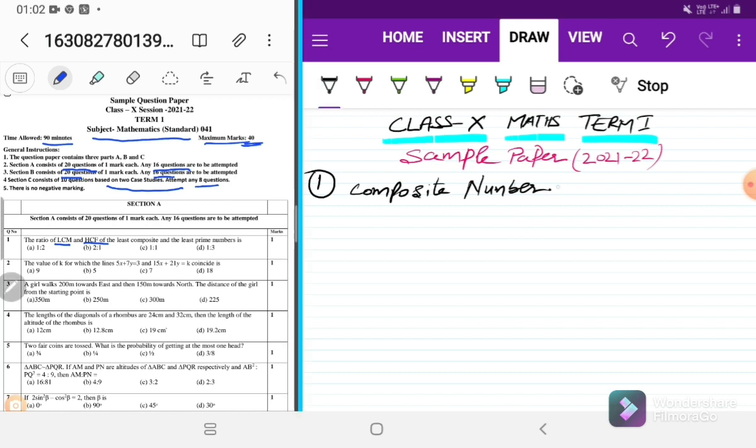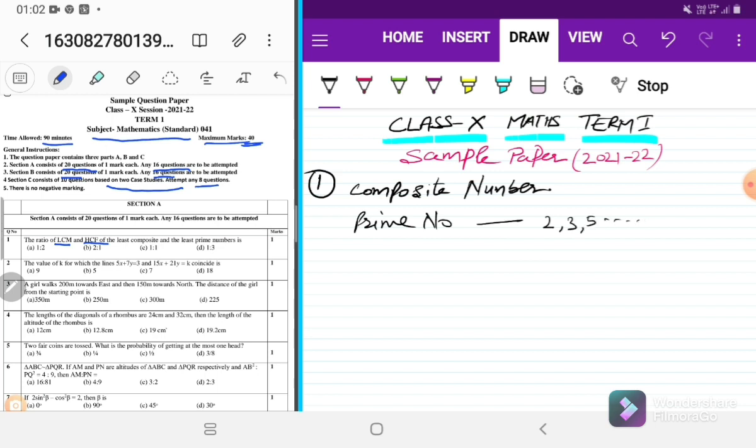We know prime numbers, we'll write it here. Prime numbers are those numbers which are divisible by only themselves or 1, so which have only two factors. Like it starts from 2, 3, then 5, and so on.